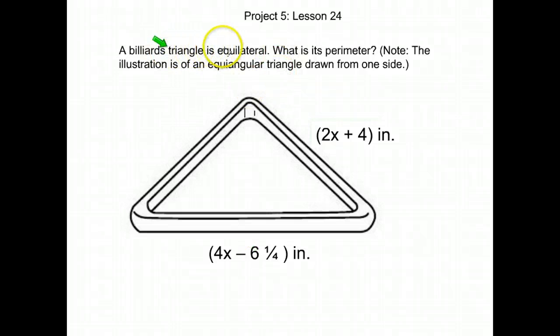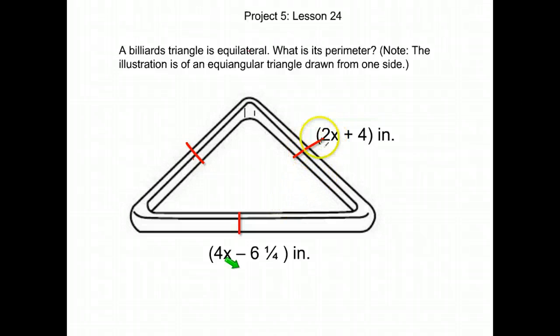It said a billiard triangle is equilateral. What does equilateral mean? It means all the sides are exactly the same length. What is its perimeter? We could easily find the perimeter as long as we know the length of a side. Problem is we don't know the length of any of the sides, and that's what we're going to have to deal with here. We know that this one is 2x plus 4 and this one is 4x minus 6 1/4. Problem is that doesn't help us. We need it without x's in it.